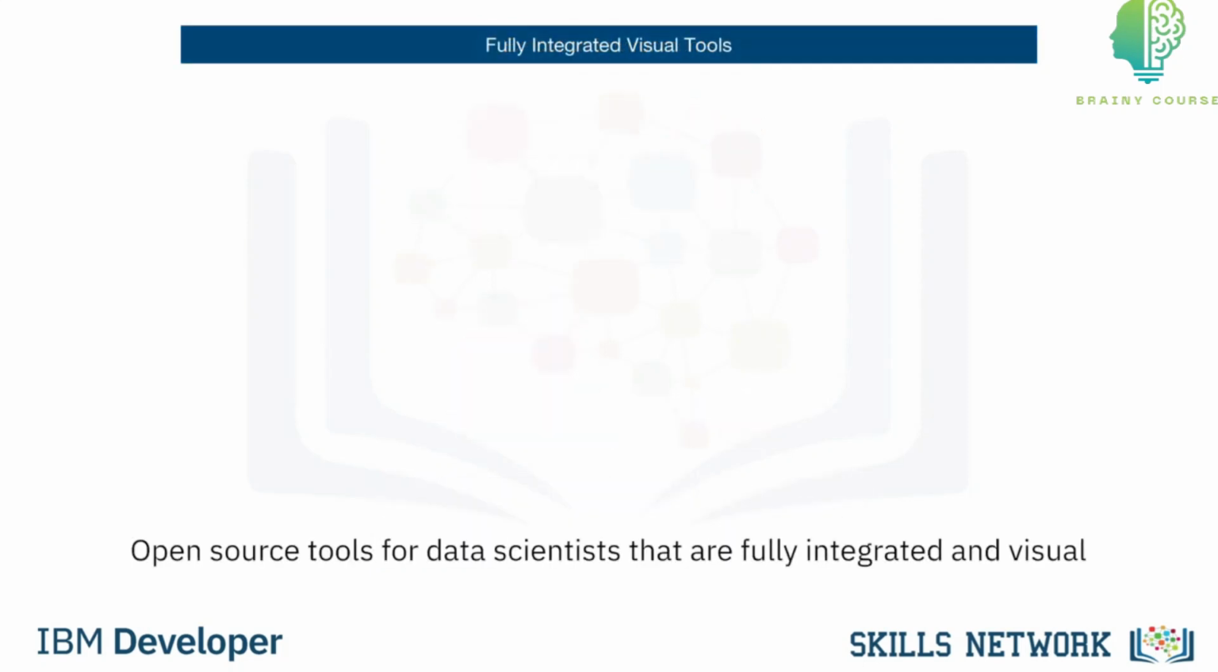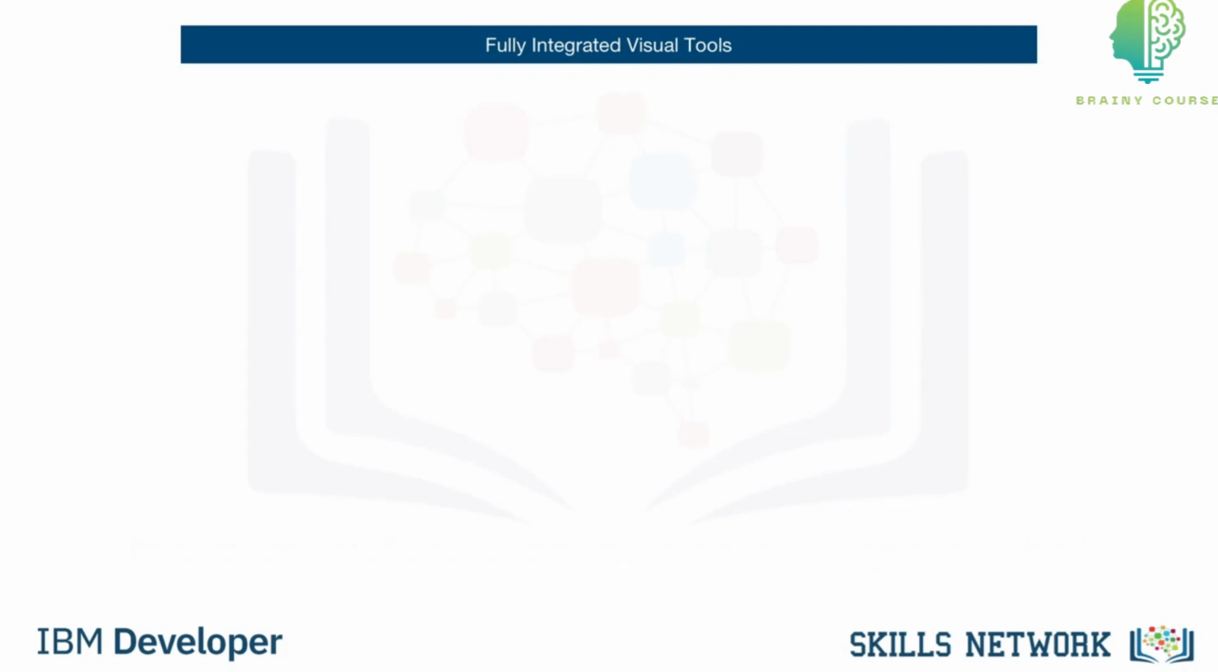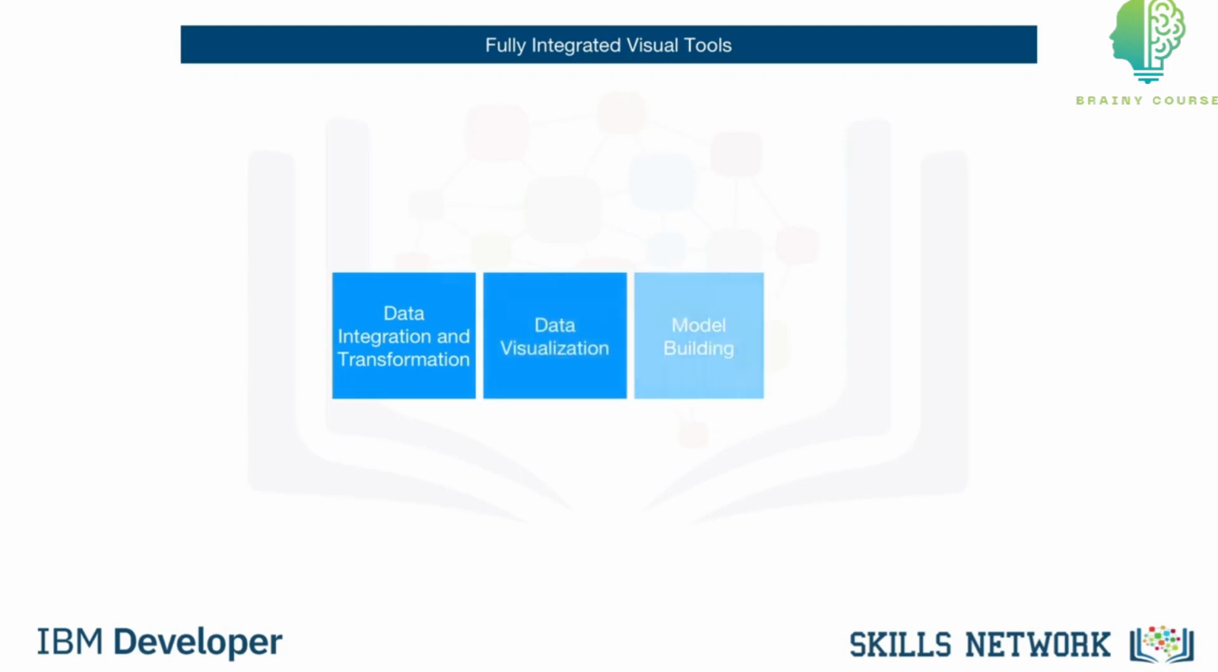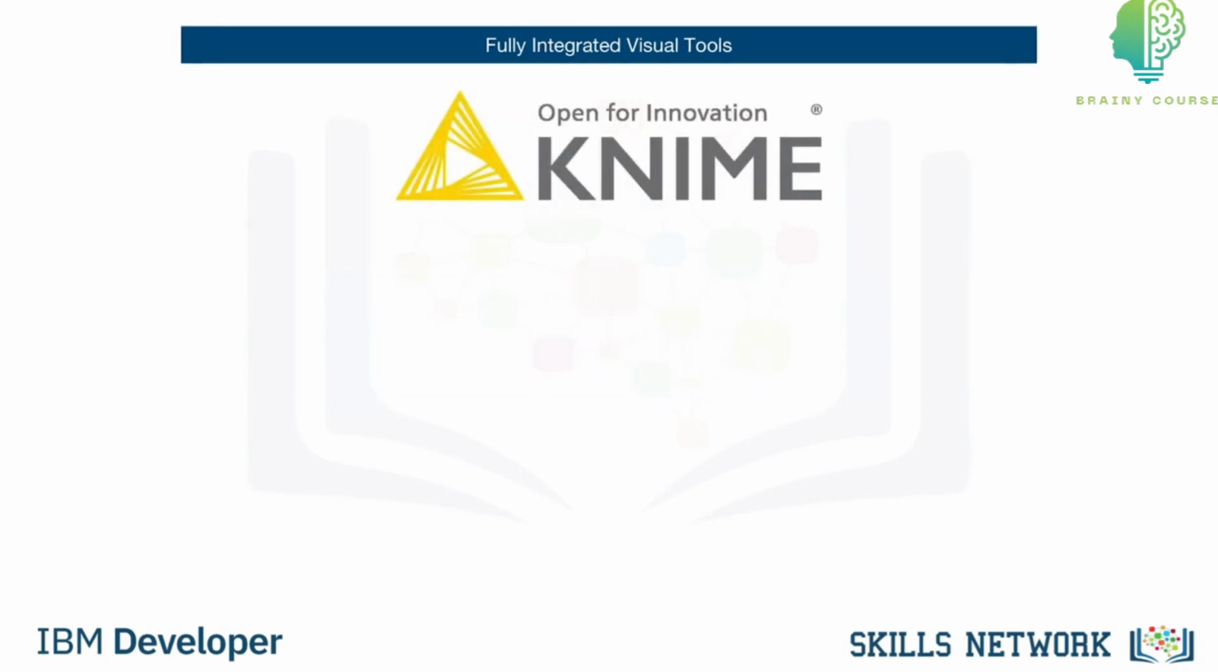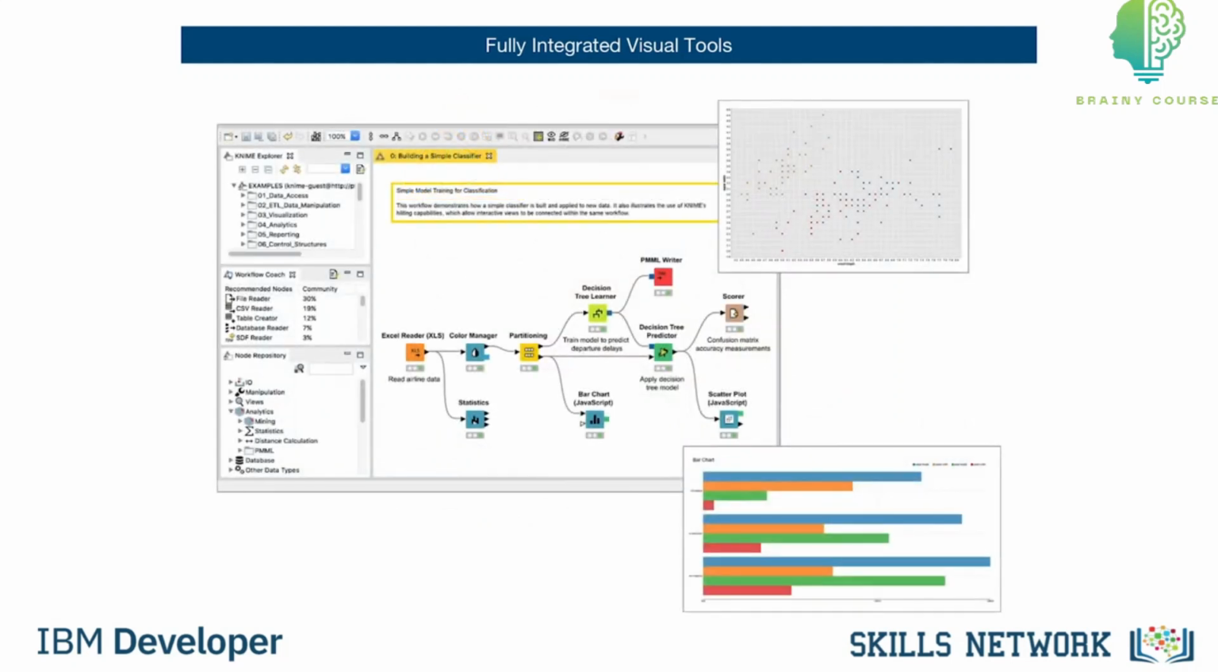Let's look at open-source tools for data scientists that are fully integrated and visual. With these tools, no programming knowledge is necessary. Most important tasks are supported by these tools, including data integration, transformation, data visualization, and model building. KNIME originated at the University of Konstanz in 2004. As you can see, KNIME has a visual user interface with drag-and-drop capabilities. It also has built-in visualization capabilities. KNIME can be extended by programming in R and Python and has connectors to Apache Spark.